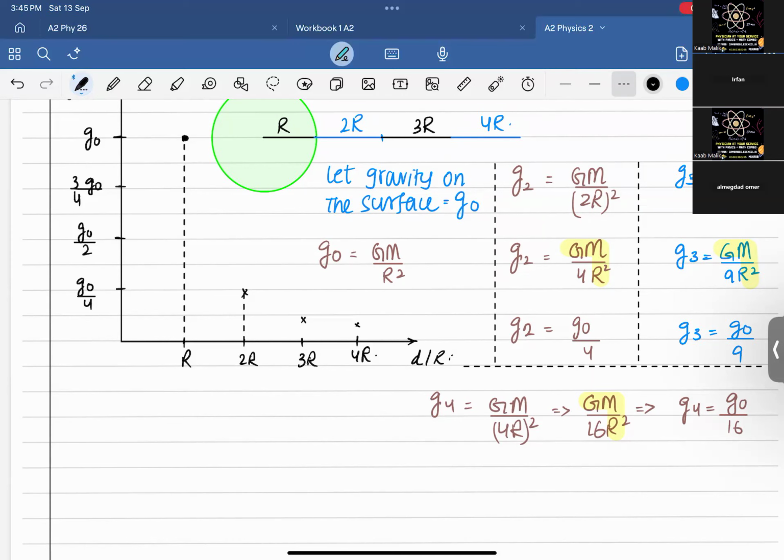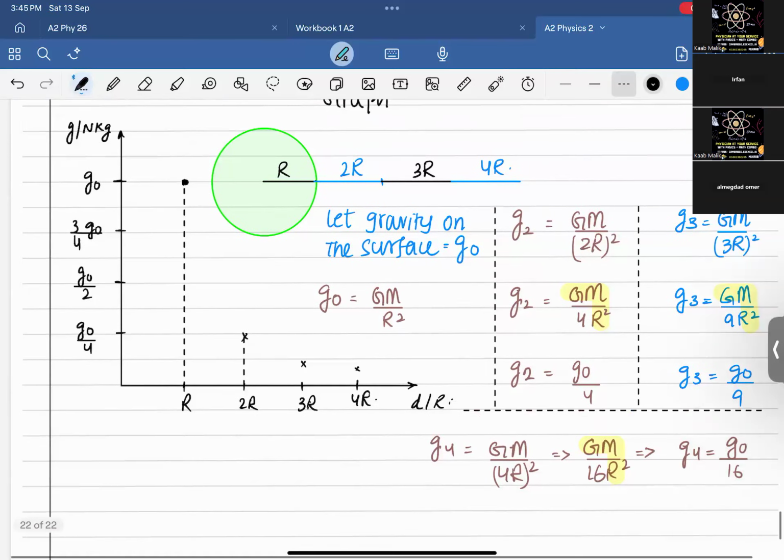Fine. So if you draw the graph, the graph will look like this. Let me just draw it. Okay, this is how the graph looks like. It is approximately correct.